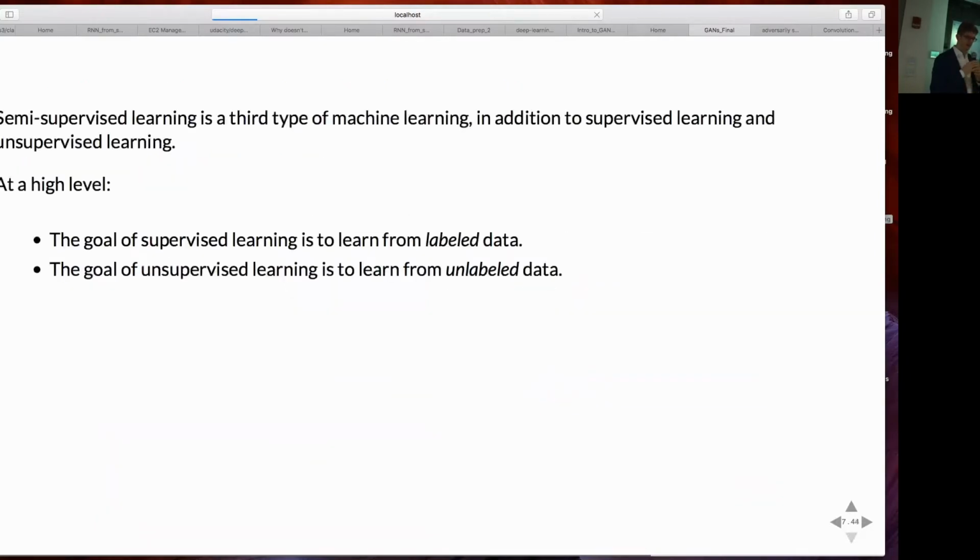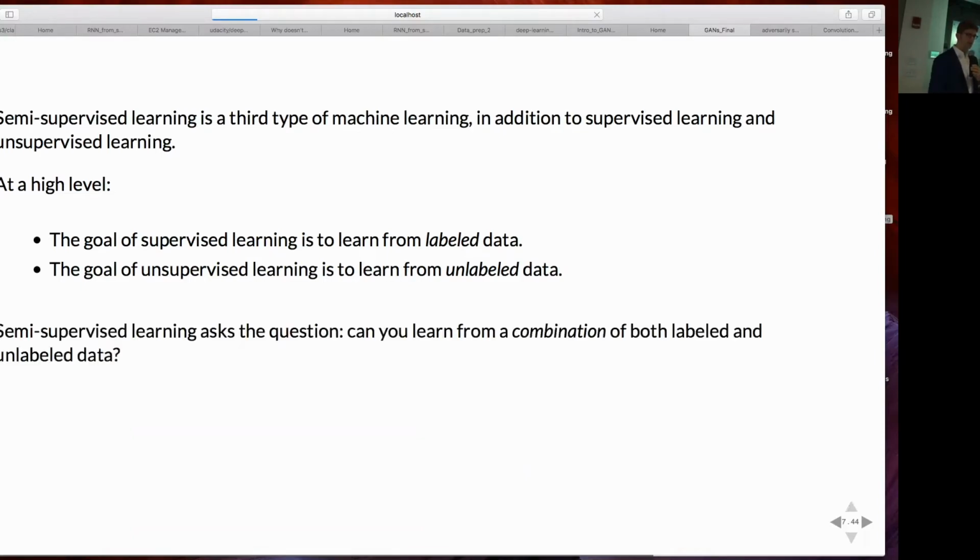So what is semi-supervised learning? Semi-supervised learning is a third type of machine learning other than supervised learning or unsupervised learning. At a high level, in supervised learning, you have labeled data. In unsupervised learning, you have unlabeled data. So semi-supervised learning is all about, can we learn from both labeled data and unlabeled data? And it turns out that you can with GANs.